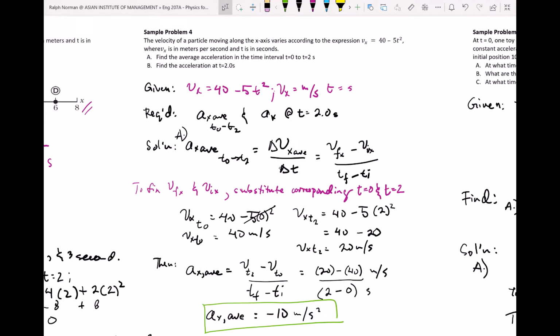But that's a topic for another day. We're asked to find the average acceleration for the time interval between t equals 0 and t equals 2 seconds. We are also asked for the acceleration at the 2-second mark, meaning the instantaneous acceleration at the 2-second mark. Recall that average acceleration is simply the change in velocity per time interval. It can be written as the final velocity minus the initial velocity, over the time interval.